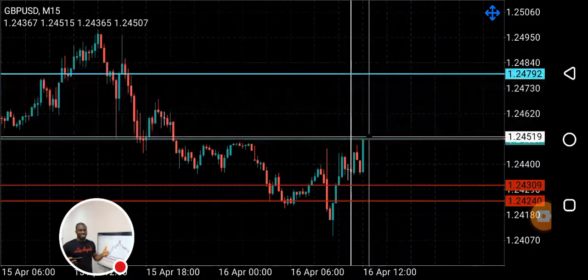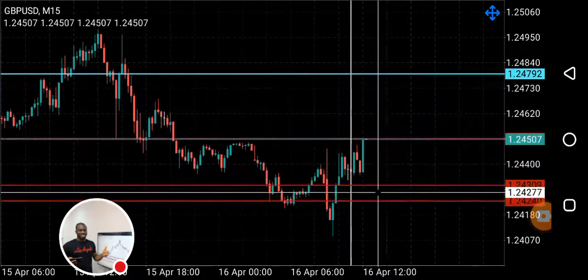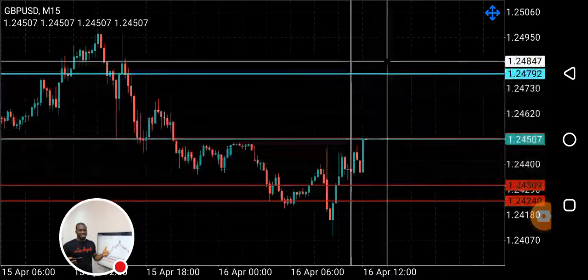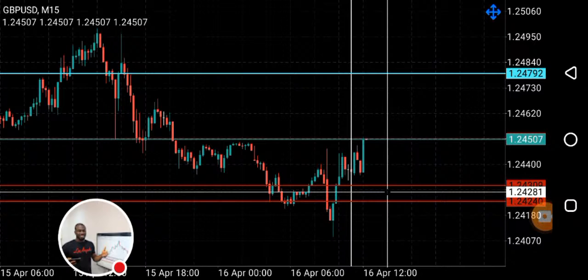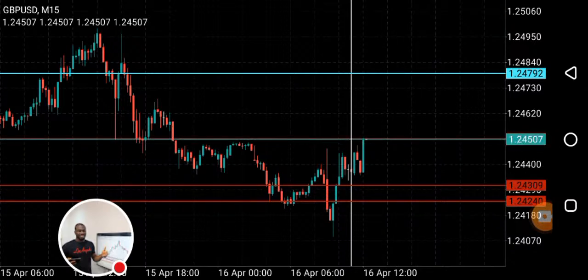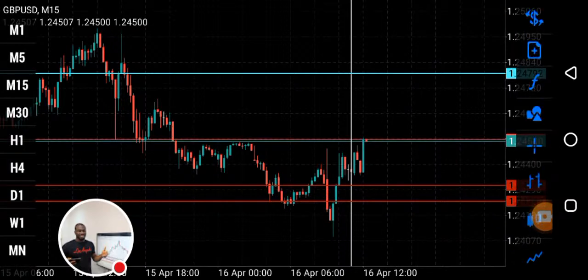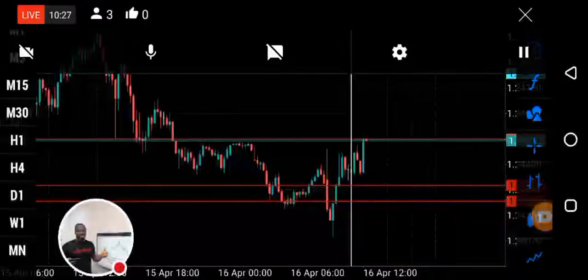But if you're waiting for price to pull back to this zone, if that does not happen, you're going to miss that move. So you should go in with small lot size. And if price pulls back to this zone, you go in with more lot size. I hope that is clear.